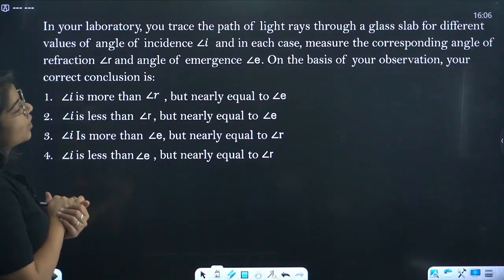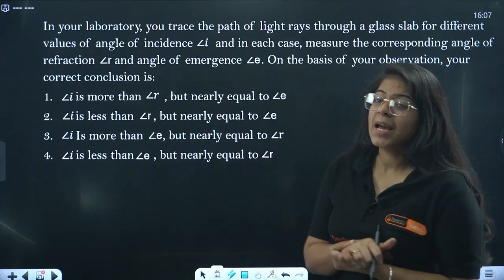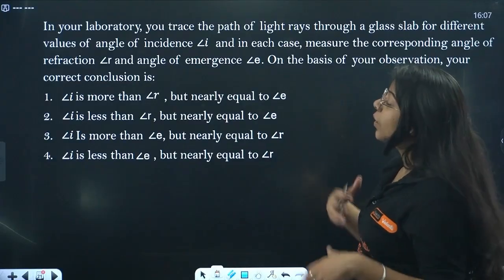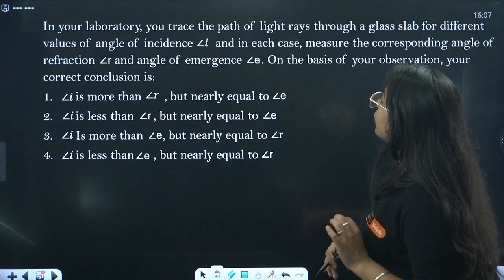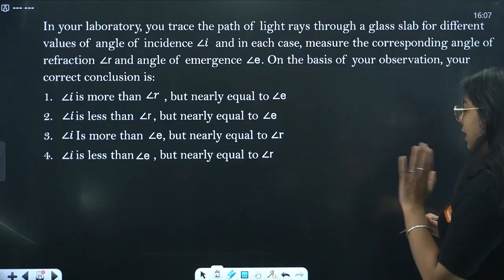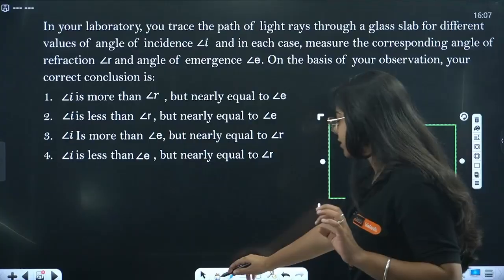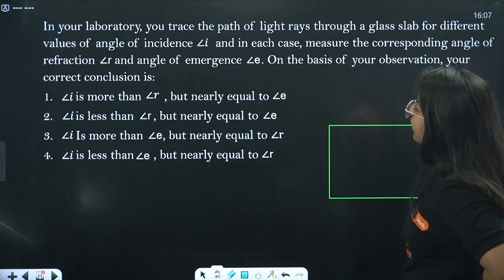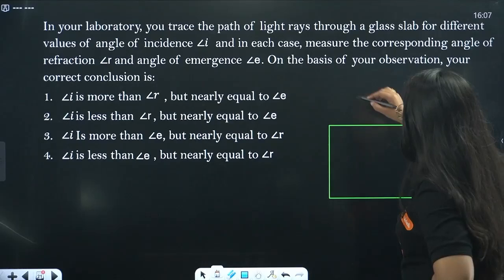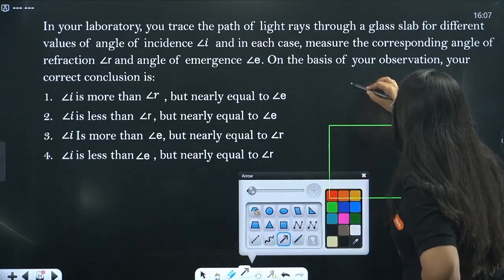Okay, one very good question. The glass slab we studied, right? Just now we studied the glass slab. Let's see what kind of question will come from that. In your laboratory you trace the path of light rays through a glass slab. You probably have done this experiment as well, right? So we are tracing the path of light rays for different values of angle of incidence. It will come something like this.